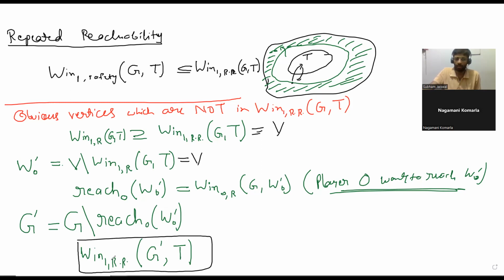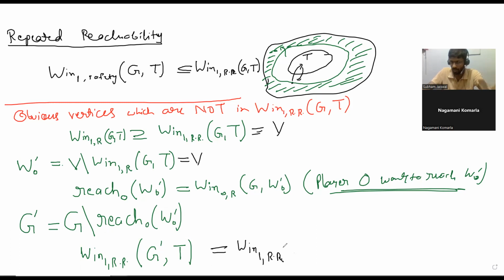Now let us come to another small thing. These are the vertices from which player one has a strategy to reach T infinitely often, starting from the graph G prime. So we have to show that this is equal to win1 RR, because this is played on a different graph. We know mostly it is, because that's how we got our algorithm, that's how we deleted the vertices we deleted. But still one has to sit and show that this is equal. If anything is in this, then it is certainly in this. That is easier to see. But you have to also see the converse.